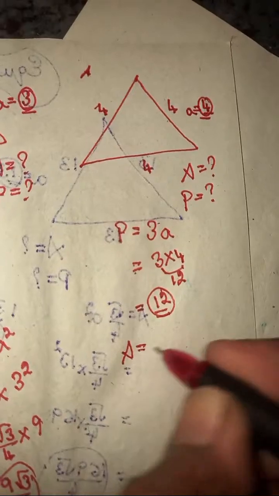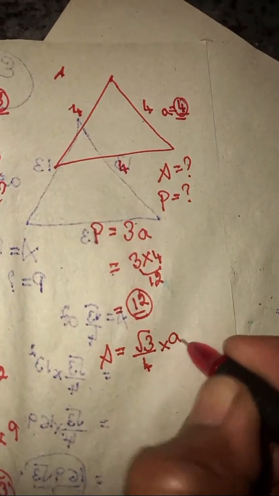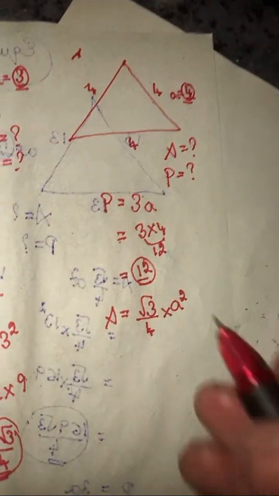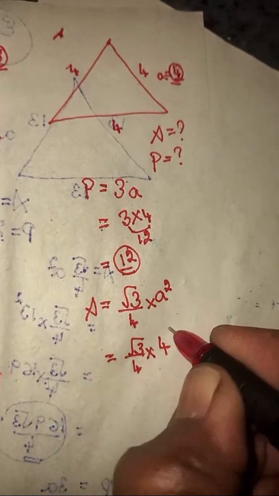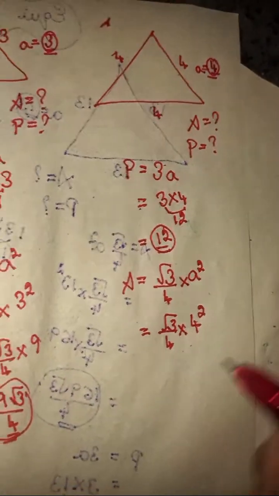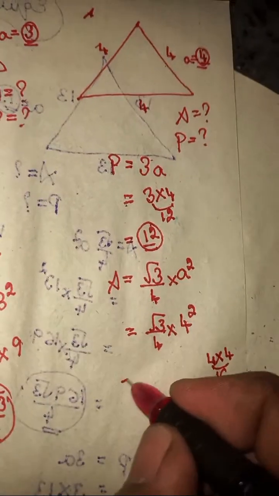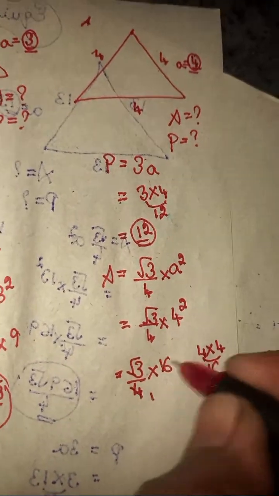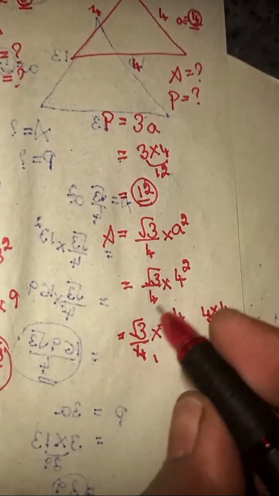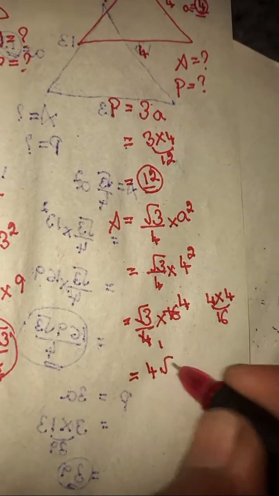Now the area for an equilateral triangle is root 3 by 4 times a square. a is the same 4, that is root 3 by 4 times 4 square. You can write 4 square as 4 times 4, which becomes 16. That is root 3 by 4 times 16. 4 divides 4 four times. You can multiply that, 4 times root 3. It becomes 4 root 3 square units.